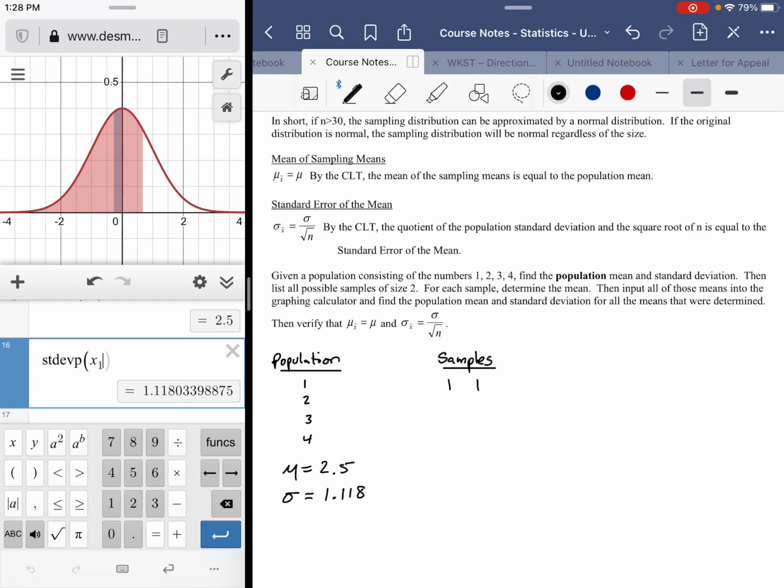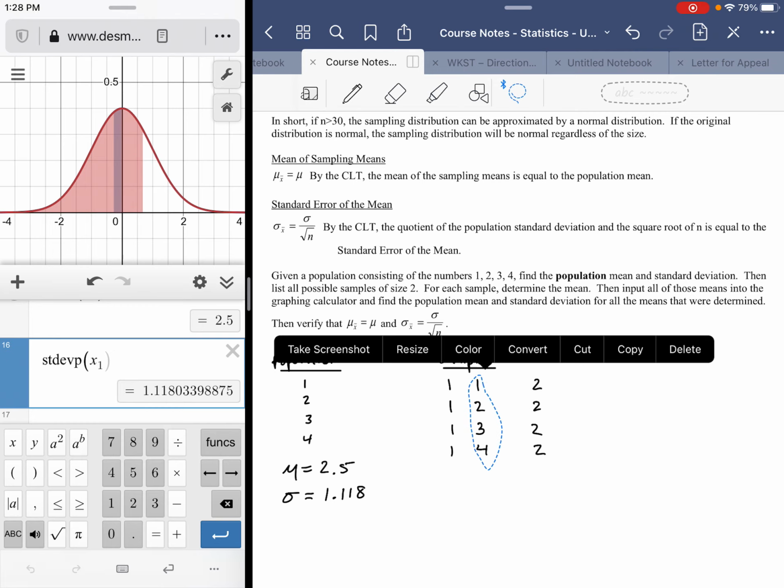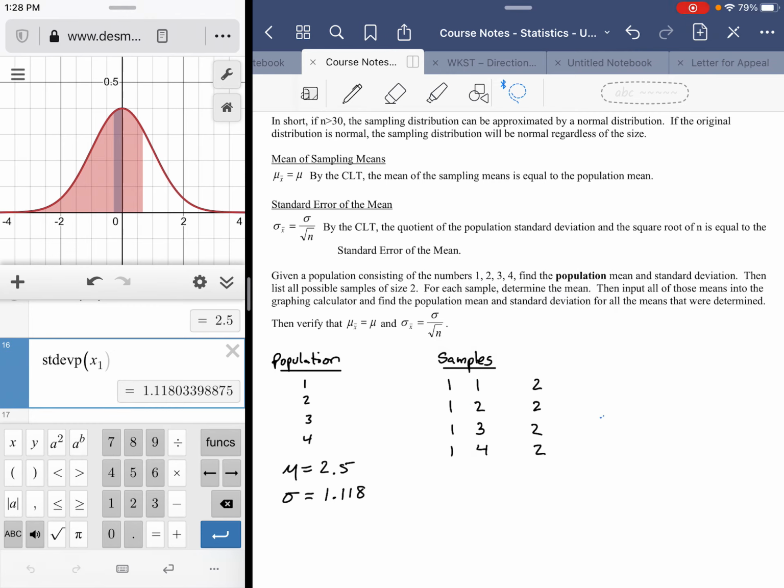So 1 and 1, 1 and 2, 1 and 3, 1 and 4, 2 and 1, 2 and 2, 2 and 3, 2 and 4. Probably could have written those numbers faster. 3 and 1, 3 and 2, 3 and 3, 3 and 4, 4 and 1, 4 and 2, 4 and 3, 4 and 4. And that would be our list of possible samples of size 2.